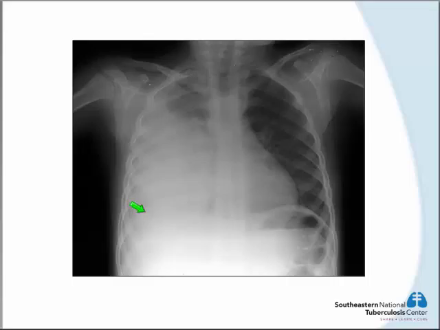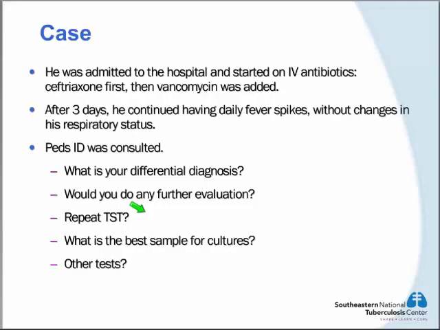He also had a lateral decubitus X-ray to see if there was layering of the fluid, and there was no layering. So he was admitted to the hospital, and he was started on IV antibiotics. Initially, he was started on ceftriaxone, and then the next day they added vancomycin. After 3 days of IV antibiotics, he continued to have fevers daily and very high spikes, but without any changes in his respiratory status. At that point, PITS-ID was consulted.